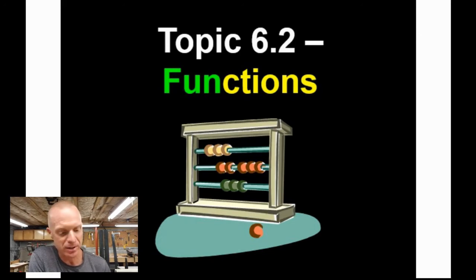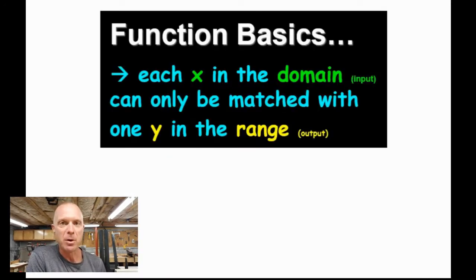about with functions, that would be the domain and its connection to the range. Now, again, you should have heard this before. Each x in the domain, that is every input, is going to be matched with just one y value in the range. That is the output. So each input has one output.